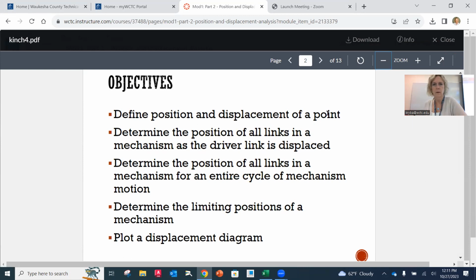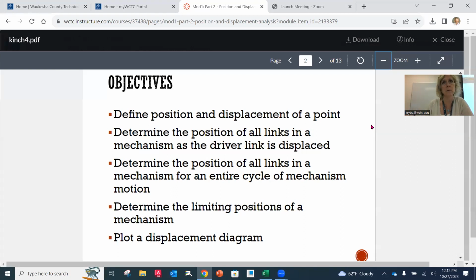Okay. All right. So in this chapter, we're going to be looking at position and displacement of points in space. And really, usually it's going to be in terms of endpoints of mechanisms. We're going to be also determining the position of all the links in a mechanism as the driver moves. Okay, so we're going to be looking maybe at that crank rotating at some degrees or rotating all the way around. And now what's happening on the other end?